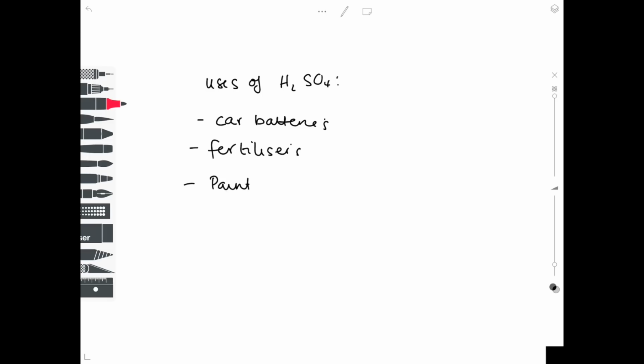So listing some uses of sulfuric acid, well, that includes the fact that it's found within car batteries, fertilisers, paints, pigments and dyes, plastics, and soaps and detergents.